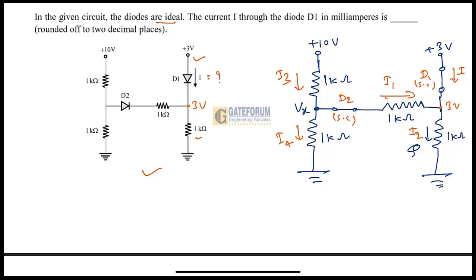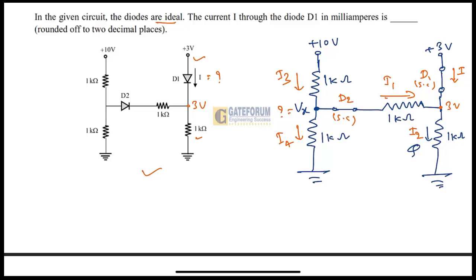Now for this D2 diode, the anode side voltage is not known, so I have taken it as Vx. For D2, the cathode side voltage is 3 volt, which is connected through this 1 kilo ohm, and the anode side voltage is Vx, which is not known. If the Vx value comes out more than 3 volt, that guarantees that the D2 diode will also be in the on state, as we assumed initially. And in that way, we can calculate the value of this I in terms of milliampere.